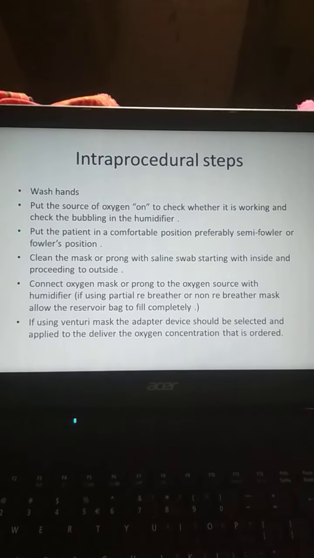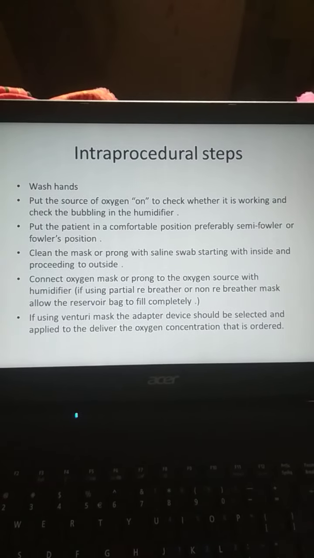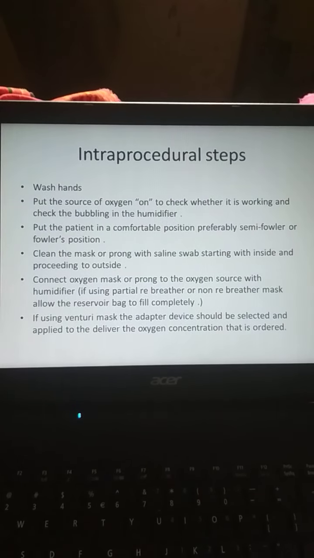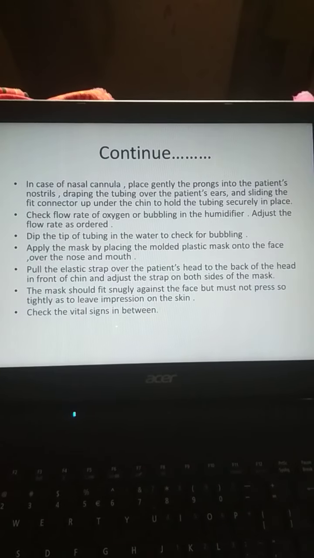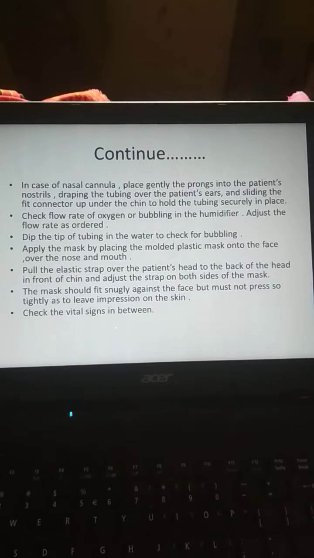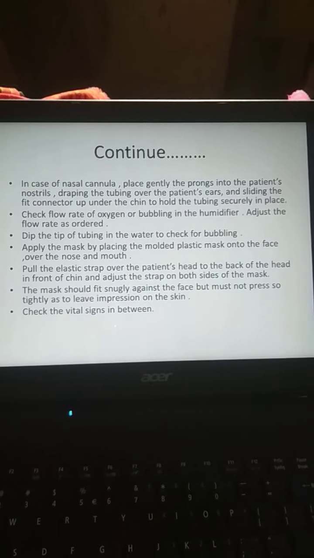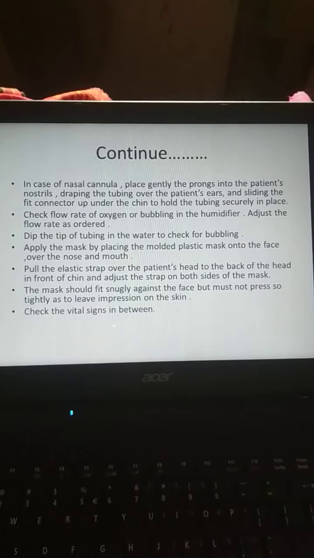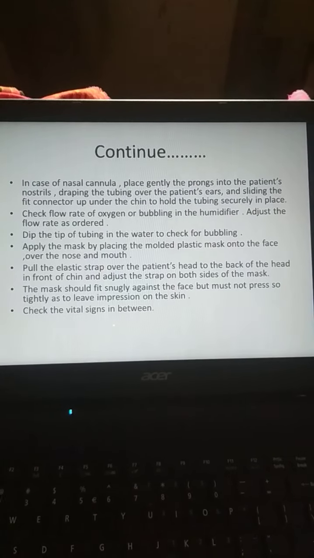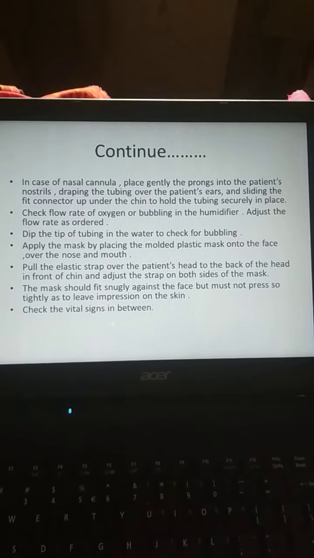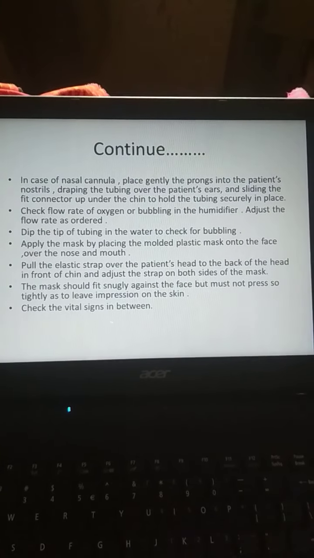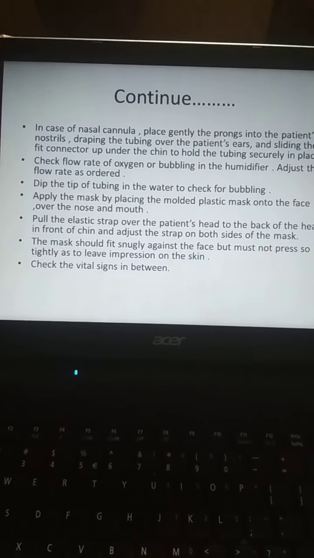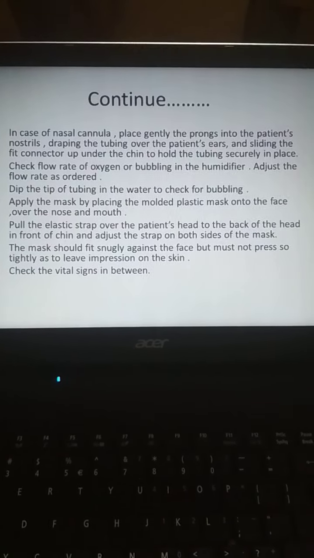If using Venturi mask, the adapter device should be selected and applied to deliver the oxygen concentration that is ordered. In case of nasal cannula, place gently the prongs into the patient's nostrils, draping the tubing over the patient's ears and sliding the fit connector up under the chin to hold the tubing securely in place. Dip the tip of tubing in the water to check for bubbling.